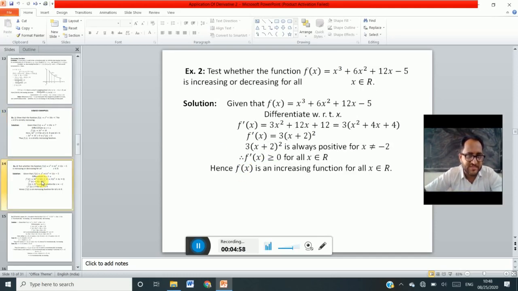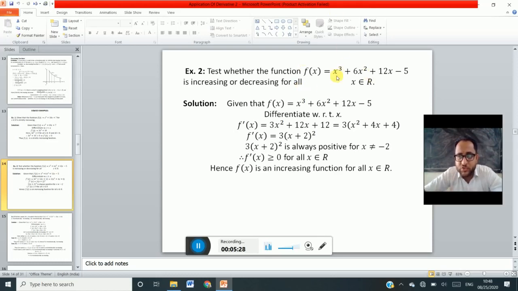So see the next example. Test whether the function x cube plus 6x square plus 12x minus 5 is increasing or decreasing for all x belongs to R. Again, x belongs to R, R is the set of real numbers, and we have to check or test whether this function is increasing or decreasing. Here we do not have to show anything. We have to check whether the function is increasing or decreasing.